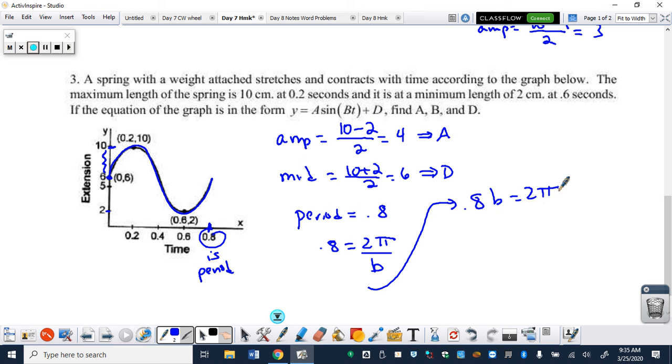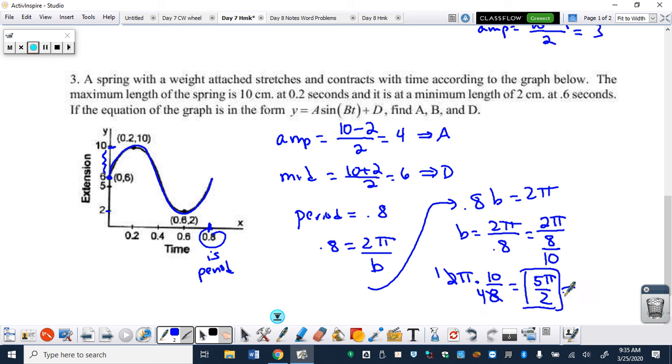Here's a good review of complex fractions. So b is equal to 2 pi over 0.8. But we can't leave it like that because there's a fraction in there. So let's review. 0.8 is 8/10. When we're dividing fractions, we keep the first fraction the same, change division to multiplication, and flip the second fraction. Notice we can reduce. 2 goes into itself once, 2 goes into 8 4 times. Then I have 10 pi over 4, which I can reduce by 2. So we get 5 pi divided by 2 is the b value.